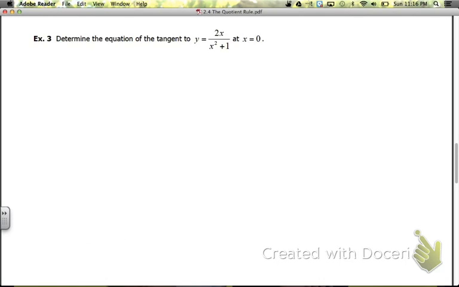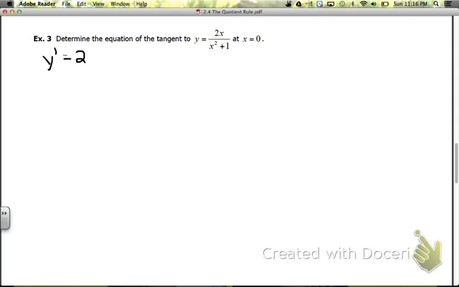Now example 3, we want to determine the equation of the tangent to y equals 2x all over x squared plus 1 at x equals 0. Now there's two things we need to do. Since we're finding our equation, we need to first find our slope. So that will be our first step here. So we have to find our y prime.